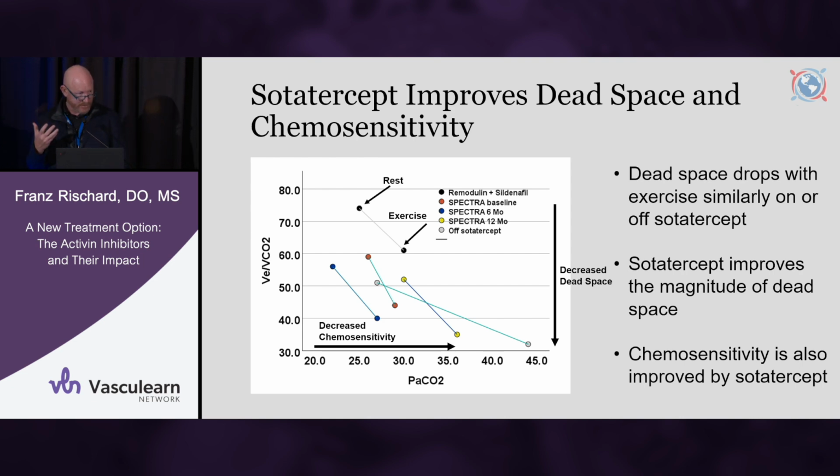There's various theories, but nevertheless, increased chemosensitivity is a poor prognostic marker, as well as dead space. So again, being in the bottom right portion of that graph is the best place to be in. And as you can see, not only is there improved chemosensitivity as the time points or the graph points move to the right and lower, but there's also reduced dead space on sotatercept.